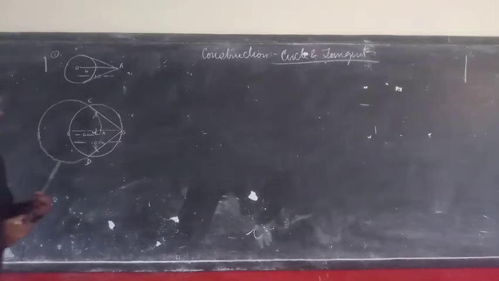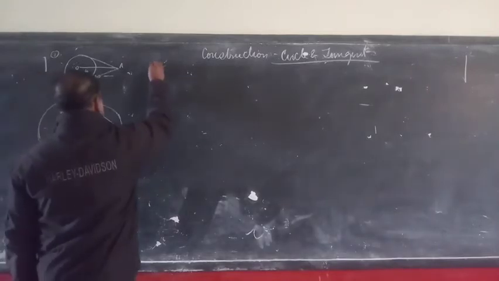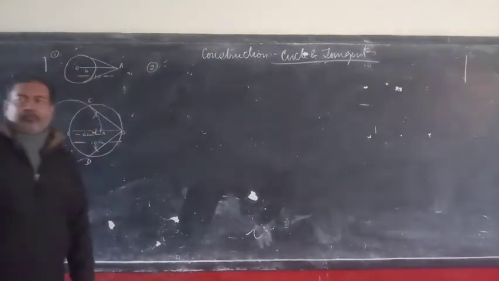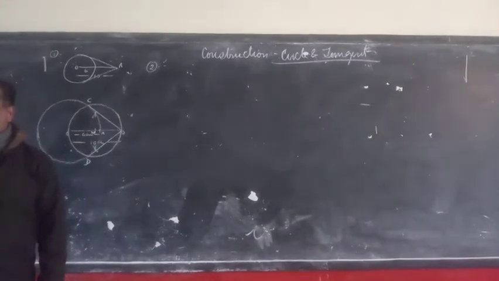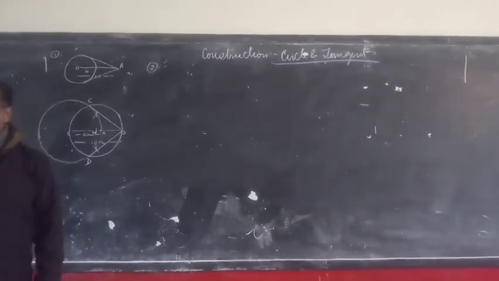Now read question number 2. Construction number 2. Construct a tangent to a circle of radius 4 cm from a point on a concentric circle of radius 6 cm and measure its length. Also verify the measurement by actual calculation.